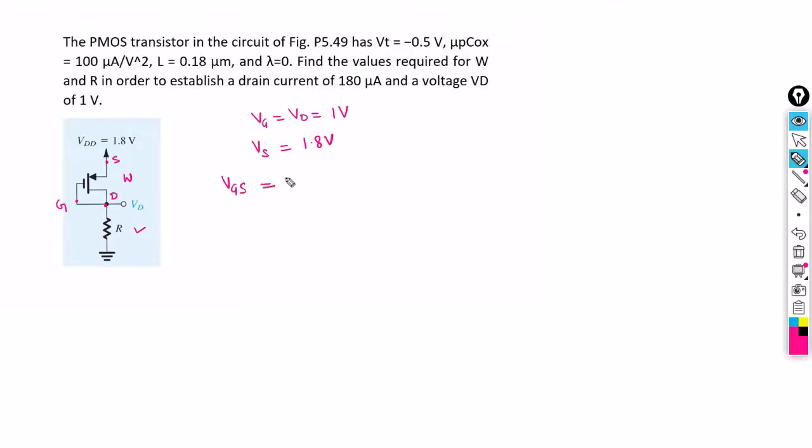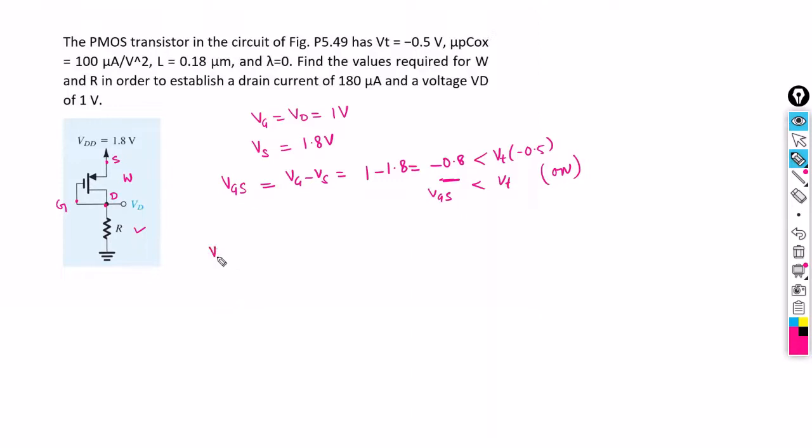Now we can find out two voltages. First one is VGS. We can write VGS as Vg minus Vs. It will be 1 minus 1.8, so it will be equal to minus 0.8, which is less than Vt. Vt is minus 0.5 for the transistor, which means this VGS is less than Vt of the transistor, which means the PMOS transistor is in on condition.